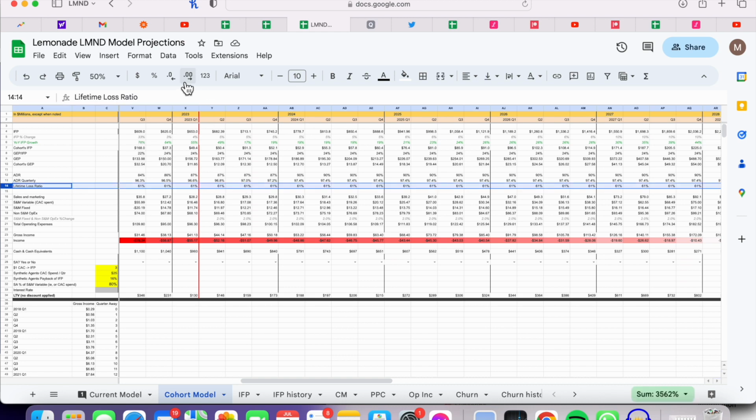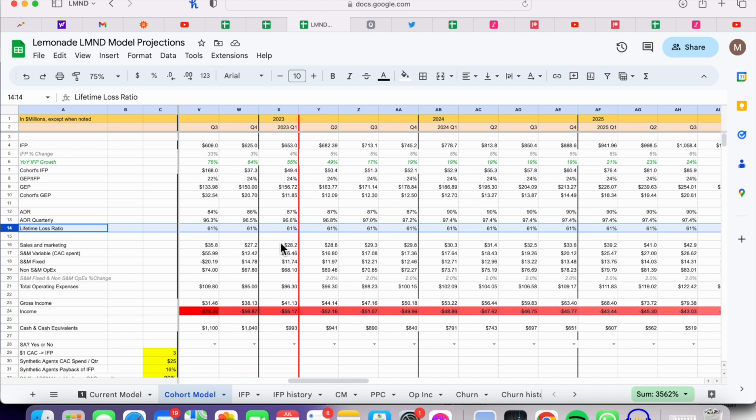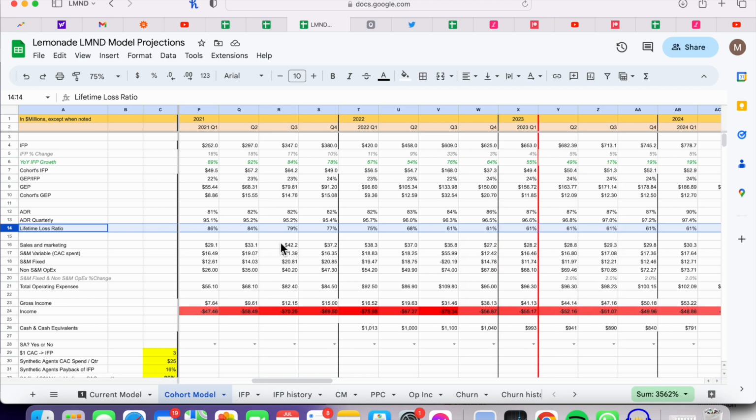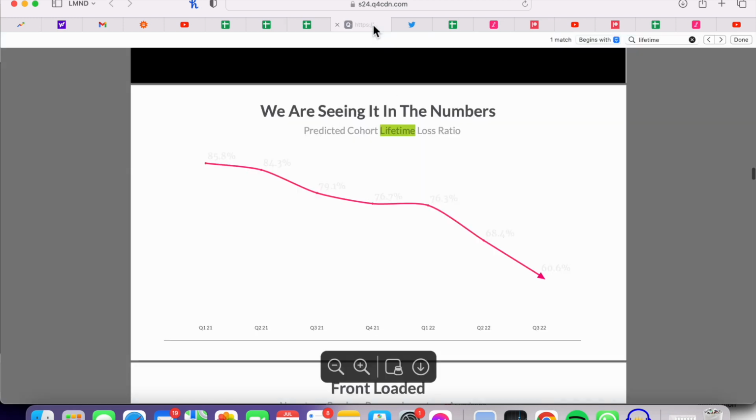Hopefully you guys can see this. I'm zoomed way out. I have pretty good vision, so it's not a problem, but hopefully for you guys that are watching, this is fine. But say for example, what they showed here is wrong. These cohorts don't achieve this.